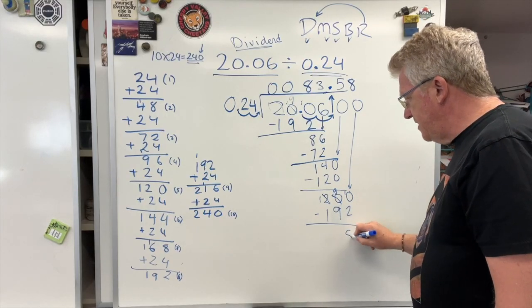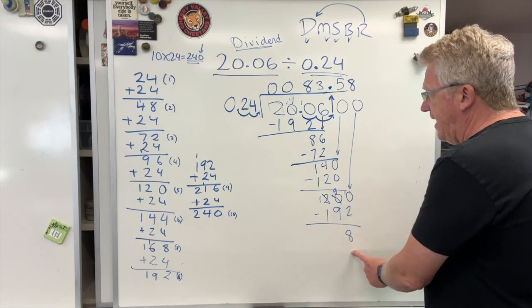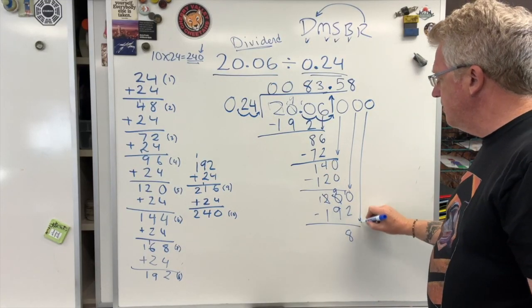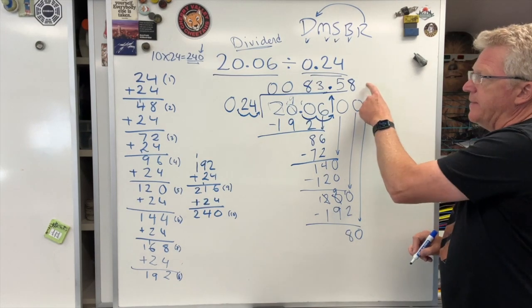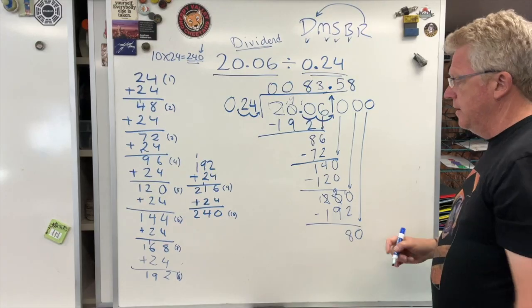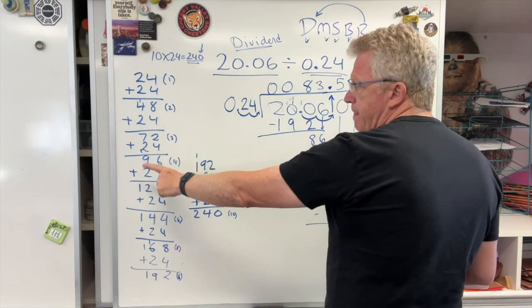10 take away 2 is 8. And now I'm back to an 8. One more 0. Bring her down. Now this is the spot that's going, the answer that's going in my thousands place. So this is my last round through. As close as I get to 80.